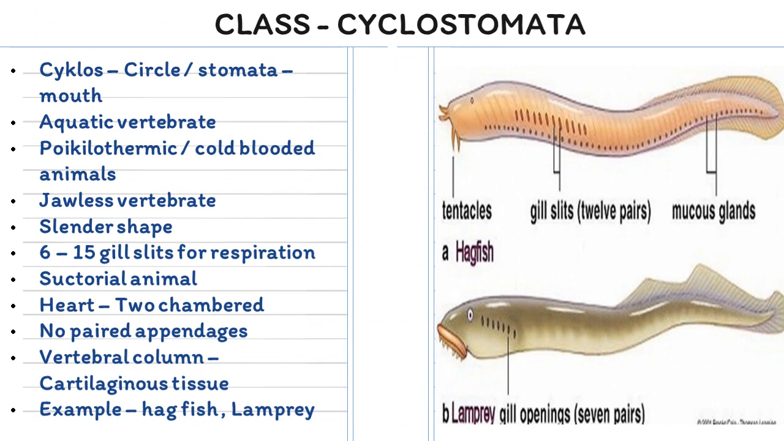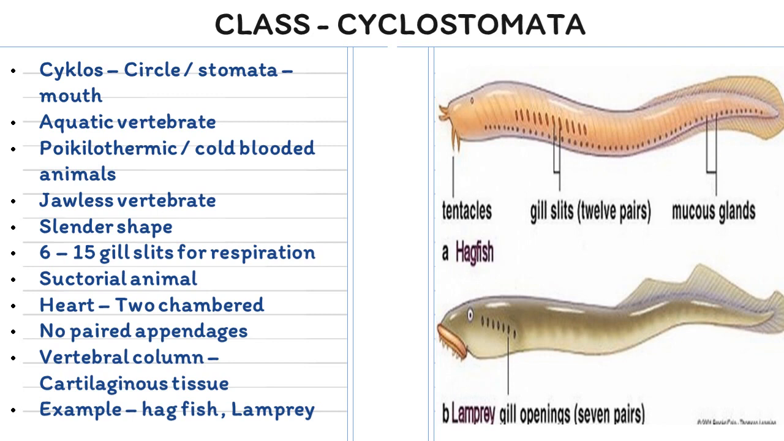Okay, among these the first one is class Cyclostomata, which belongs to division Agnatha. Do you remember? Okay, let us see the features of Cyclostomata. First, let us see the meaning of this word. Cyclos means circle, stomata means mouth, right? So of course we can understand the mouth is circular in shape. That's why they are put into the class Cyclostomata, right?